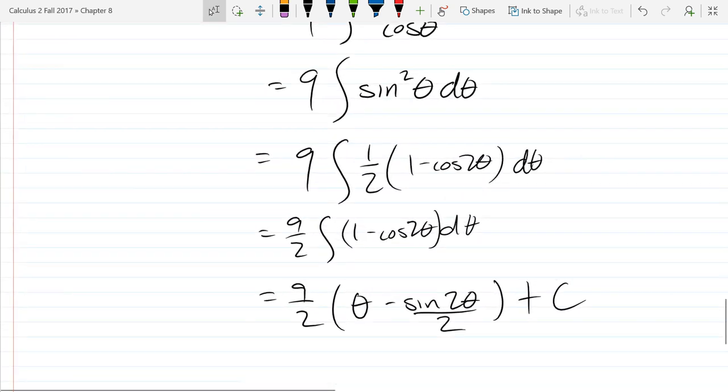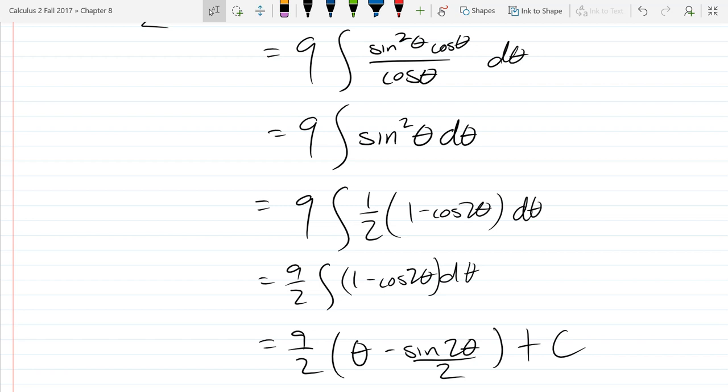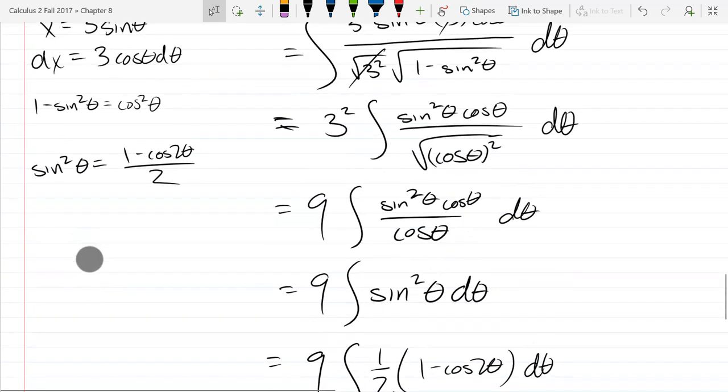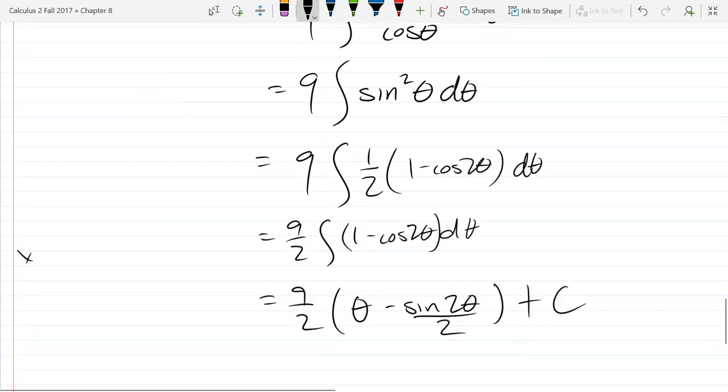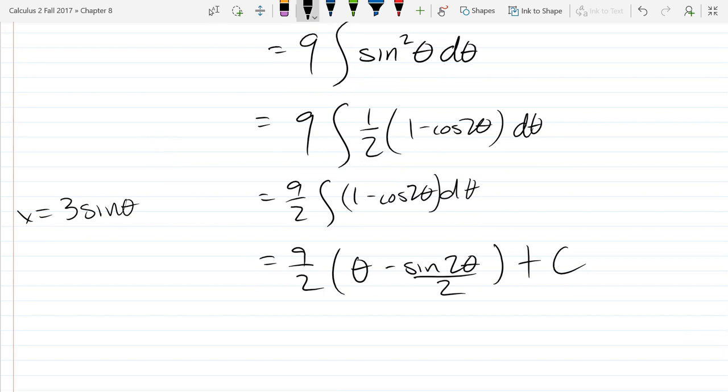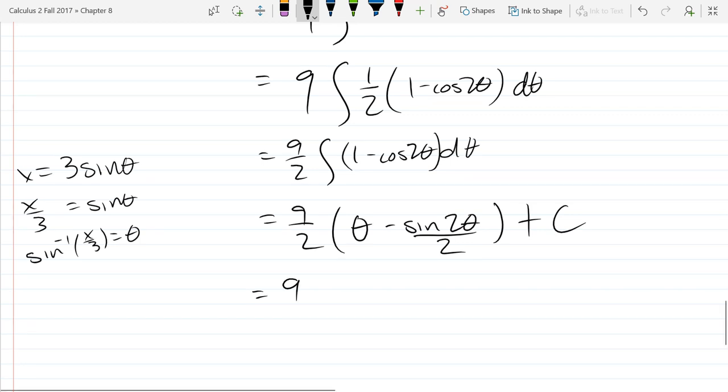All right, so we have gotten rid of the integral, but we still have to get back to x. So x equals 3 sine theta. I'm going to copy that down. So I have a little bit of work to do here. I do see a theta, so let me go ahead and solve for theta. X over 3 equals sine theta. So sine inverse x over 3 equals theta. So that's what's going to go in for theta, which is sine inverse x over 3.